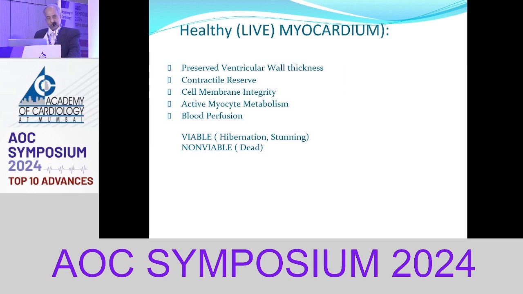Now let me come to, when we call a ventricle a healthy ventricle, the ventricle has a preserved ventricular wall thickness, contractile reserve, cell membrane integrity, active myocyte metabolism, and blood perfusion. So when all these things are normal, the ventricle is a normal ventricle.